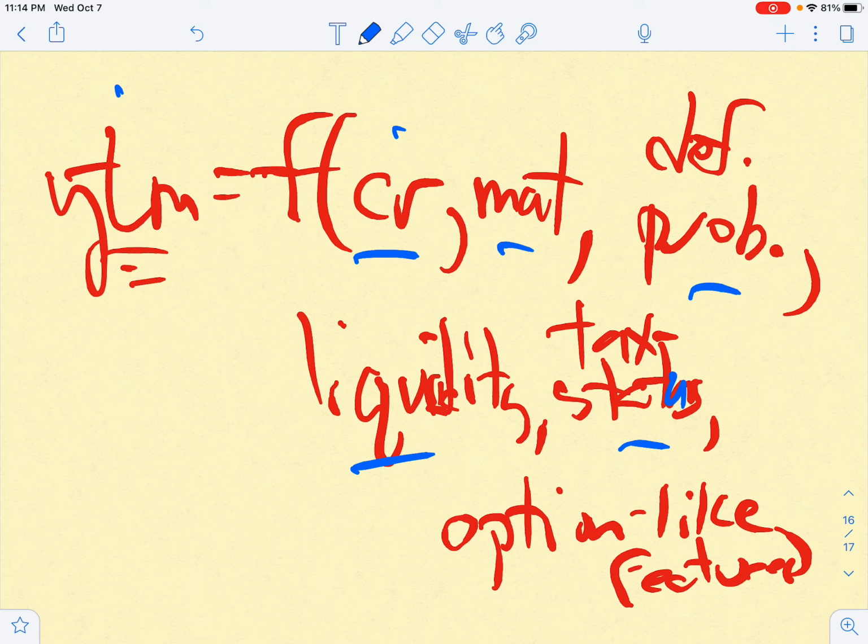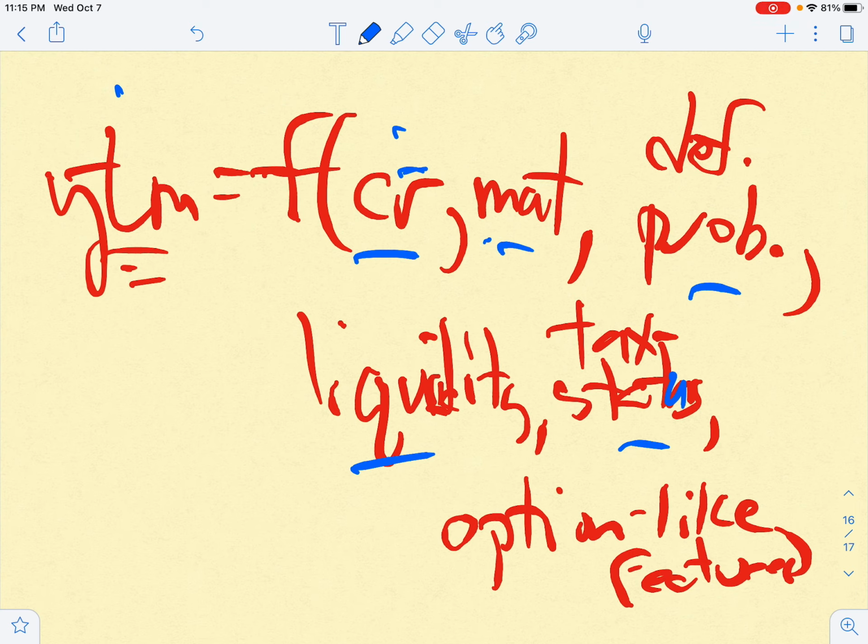All right, so think about it. If the bond price can't change, if nothing can change, but we suddenly increase the coupon rate, well, yield to maturity is going to increase. And if we suddenly decrease the coupon rate, yield to maturity would decrease. So there's a positive relationship between coupon rate and yield to maturity, okay?